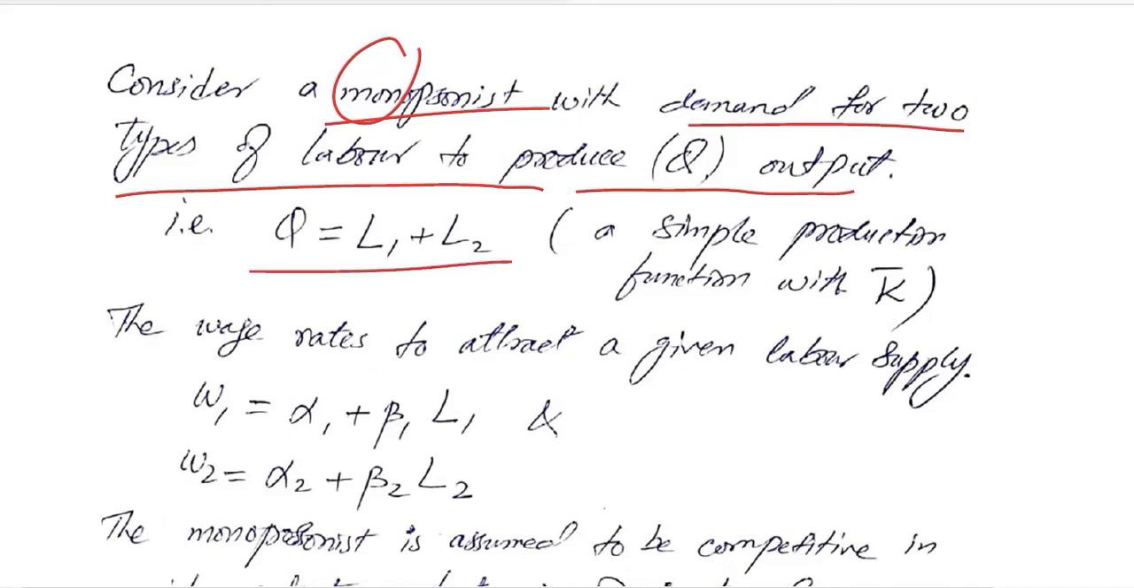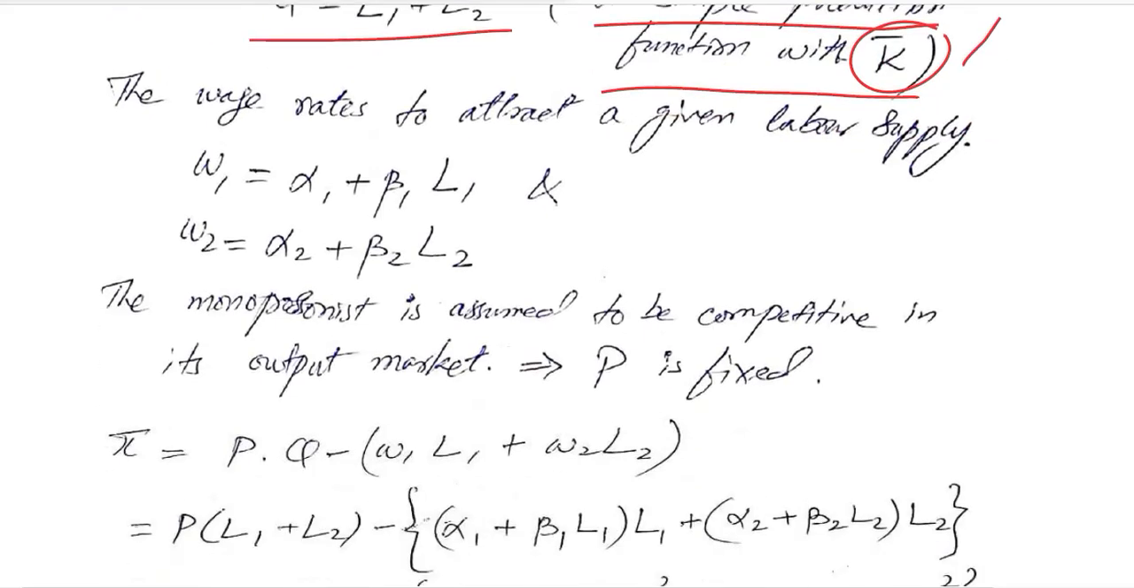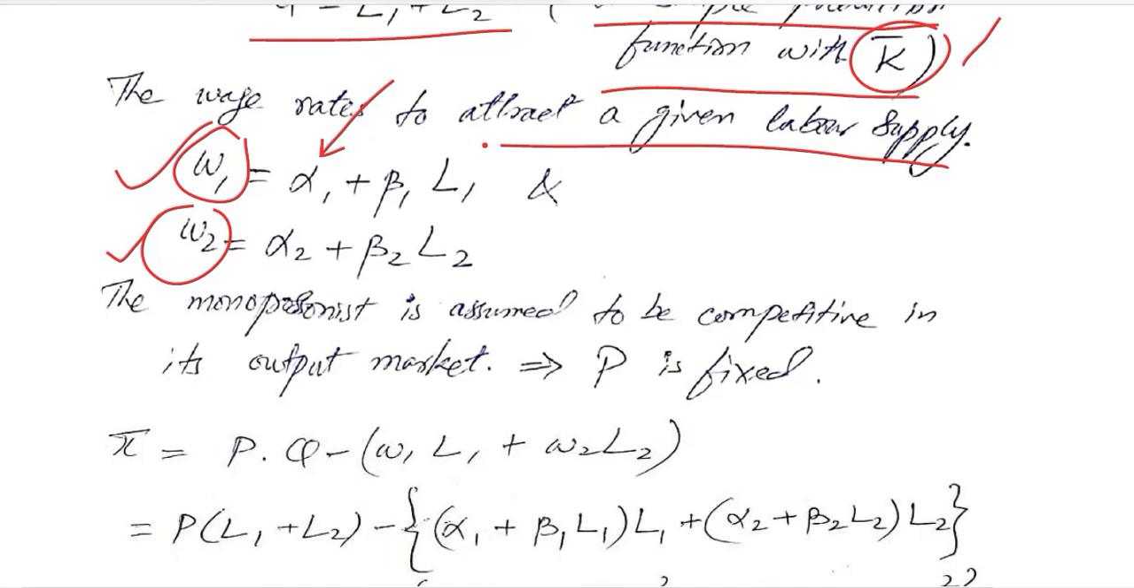So it can be modeled in this equation, and it is a simpler production function because capital is kept constant here. We know that capital has a role to play, however we have kept it silent here to keep things simple. The wage rate to attract a given labor supply is W1 and W2. Wage rate for the first kind of labor, wage rate for the second kind of labor. This is alpha 1, which is the intercept, this is beta 1, which is the slope, and this is L1, which is the first type of labor. Similar holds for the second equation of the wage.